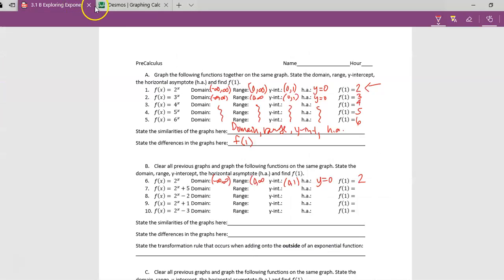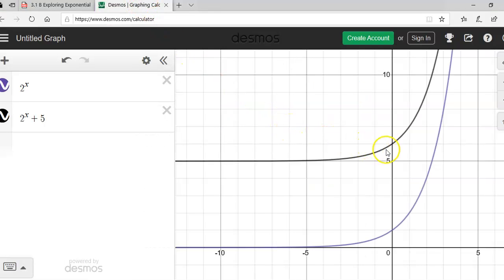So let's write that down over here. So we've got the same domain, negative infinity to infinity. But the range is not 0 to infinity now. Now it's 5 to infinity because everything moved up 5, right? The y-intercept, let's check that, is right here at 0, 6.